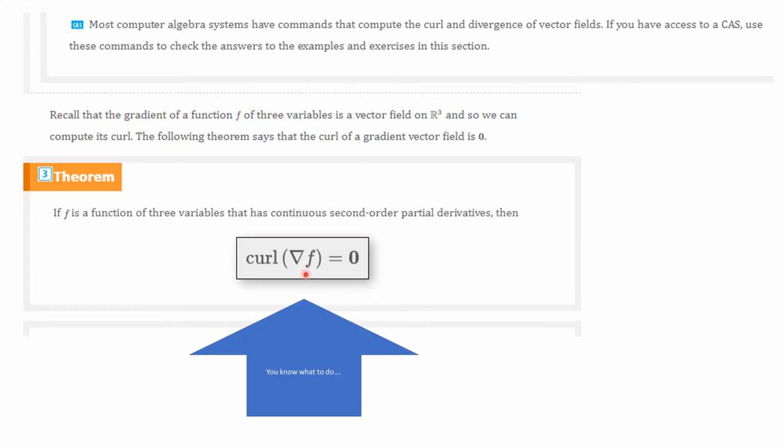So the gradient is a vector field, and so we can compute its curl. The following theorem says that the curl of a gradient vector field is 0. So if f is a function of 3 variables, then the curl of del f is equal to 0. You know what to do. Let's see how you did.